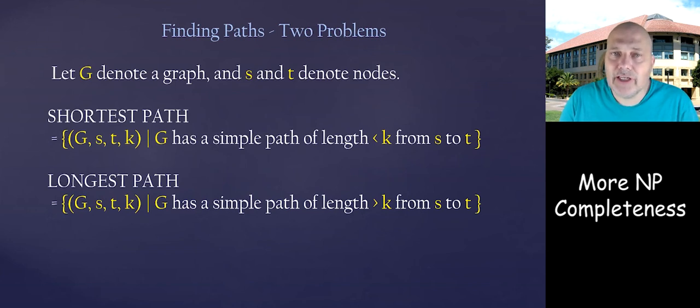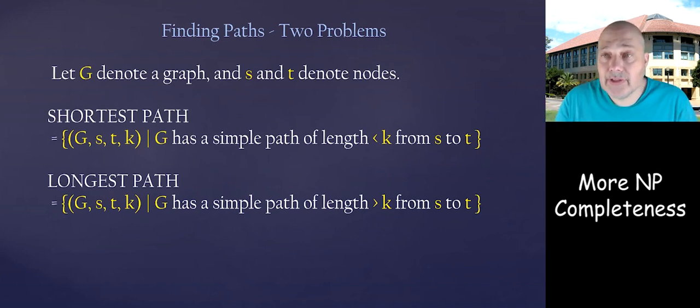Let G be a graph, and S and T denote nodes. The shortest path is a tuple G, S, T, K, where G has a simple path of length at most K from S to T. And longest path is the same, but we want a simple path of length larger than K from S to T. A simple path is a path that visits every vertex at most once. So you don't visit the same vertex twice, you don't have a cycle.